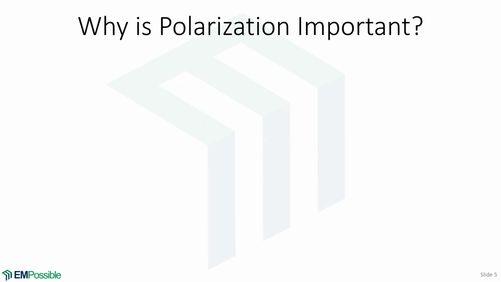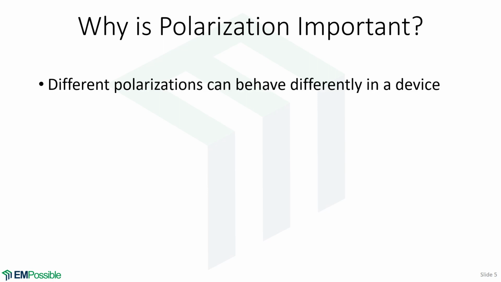Why do we even care about polarization? Well, different devices, or even the same device, will behave differently depending on which polarization it's been excited with. Sometimes they can behave profoundly differently. Take polarized sunglasses, for example. They behave very differently depending on which way the light is linearly polarized when it goes through them. That's just one example.